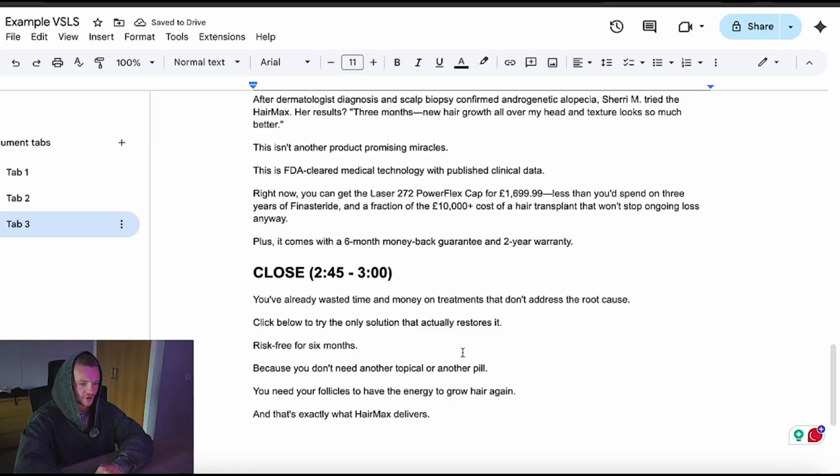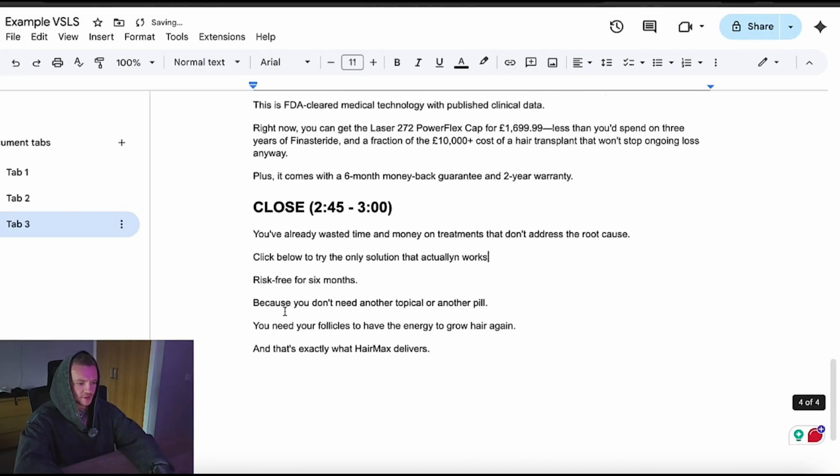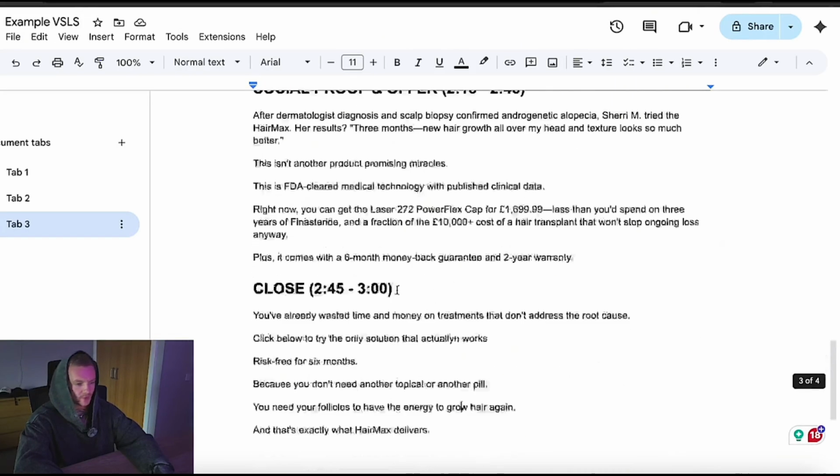Click below to try the solution that actually works. Risk-free for 6 months because you don't need another topical or another pill. You need your follicles restored. Yeah, perfect.